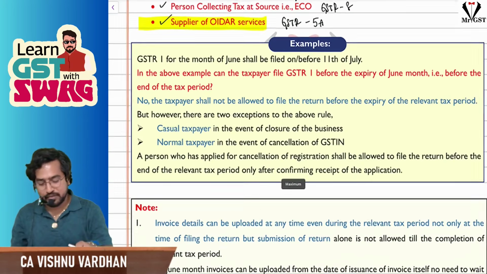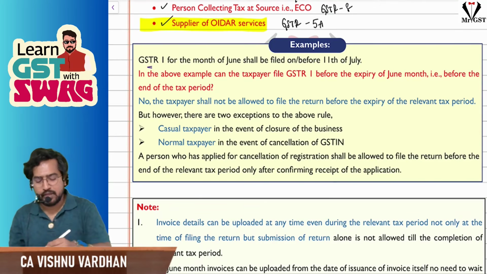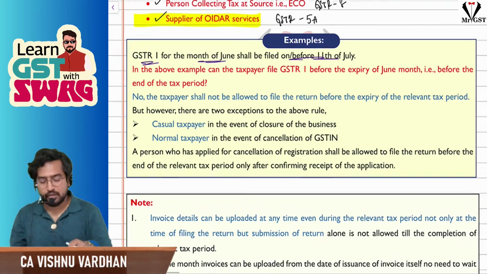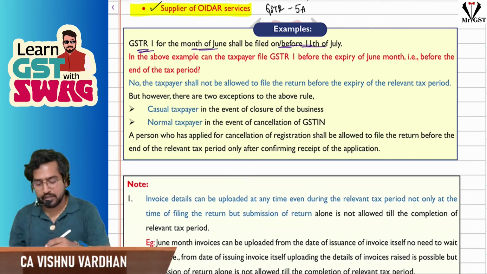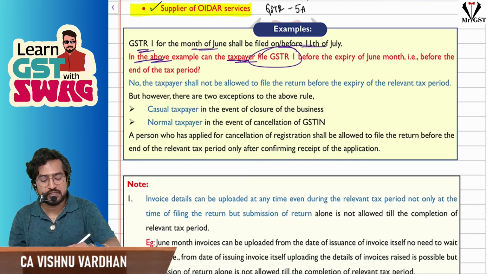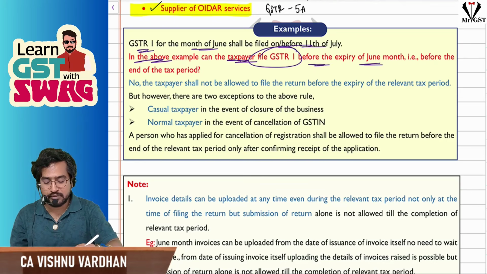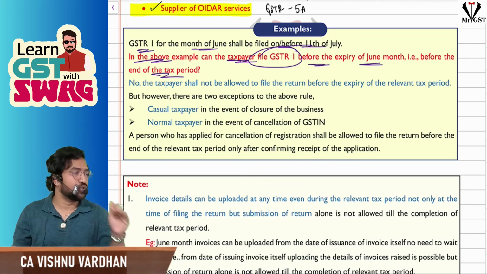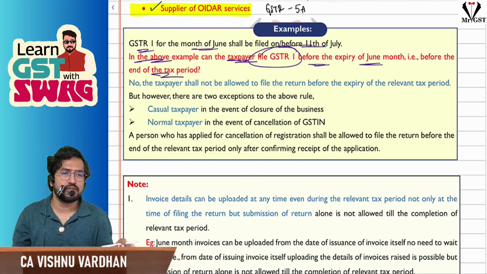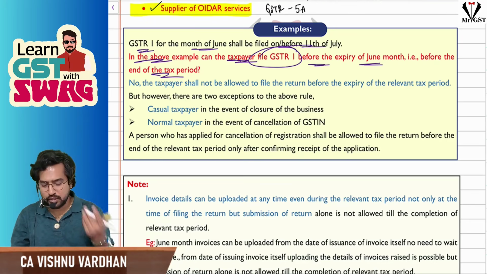Examples. Hope you are clear with this. That's simple. Any month's GSTR1 should be filed on or before the 11th of the next month. Suppose for June, the 11th of July. Suppose the taxpayer files GSTR1 before the expiry of June. Is it possible? Can you file the June return before June is over? How will you file that? No, it is not possible.